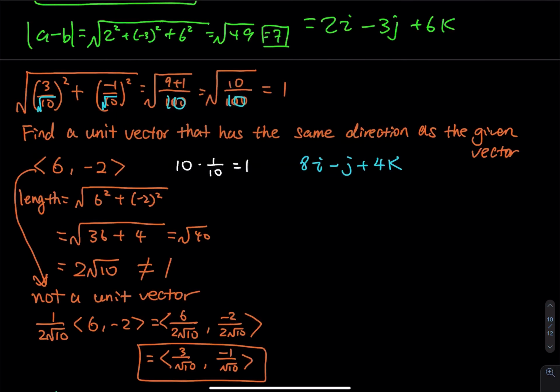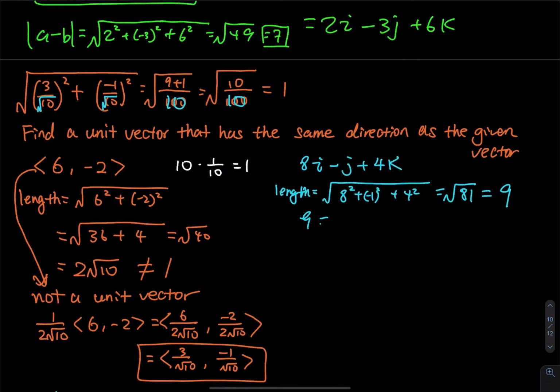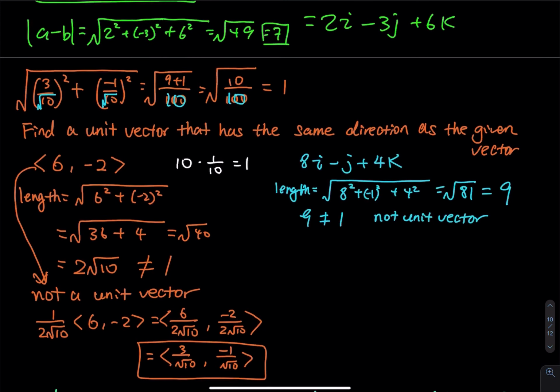Moving on to the next one. Let's find the length. So what is the length equal to? The length is equal to 8 squared plus 1 squared, negative 1 squared, and then 4 squared. What is that equal to? You have 64, right? Plus 16 plus 1, so that is equal to the square root of 81. Then we get a 9, so 9 is not equal to 1, right? So the given vector is not a unit vector. And then how do you make 9 equal to 1?